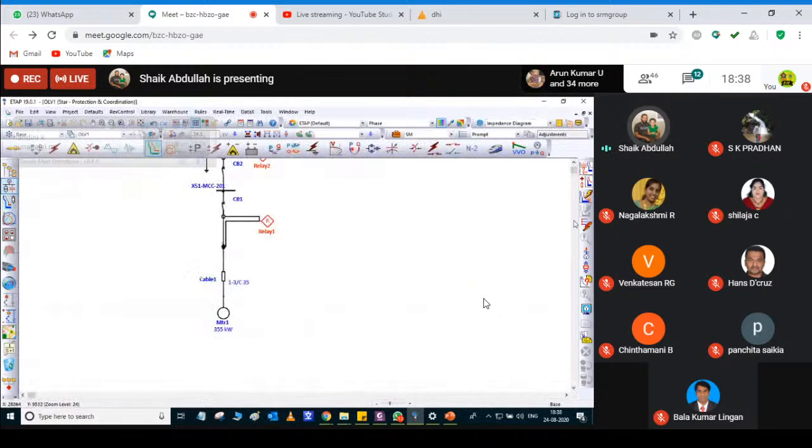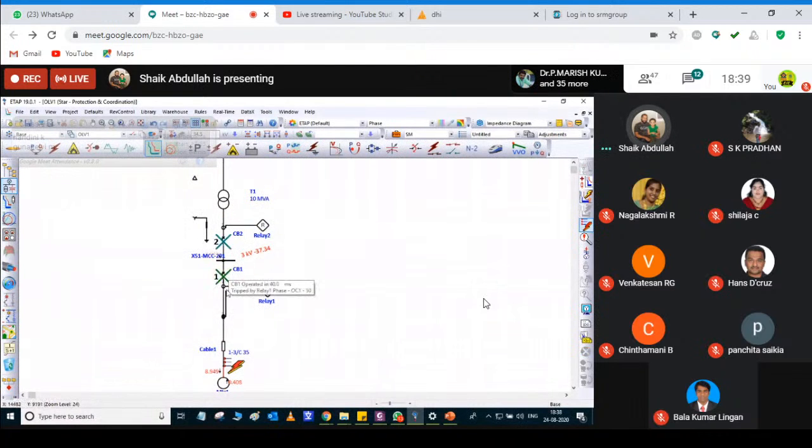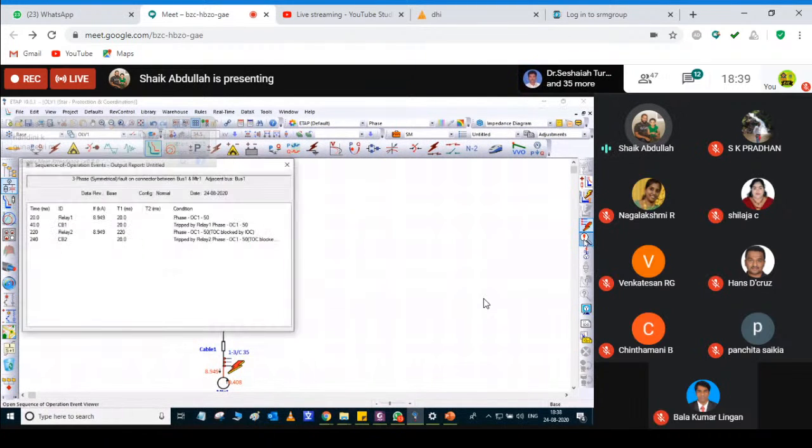Now what I'm doing is fault insertion. I'm going to insert the fault. I can insert a three-phase fault, a line to line fault, or a line to ground fault. Any fault I can insert here. I'm going to make the fault at the motor terminal. And what about the sequence? First my breaker operates, then my second breaker operates. I can see this in my sequence viewer.